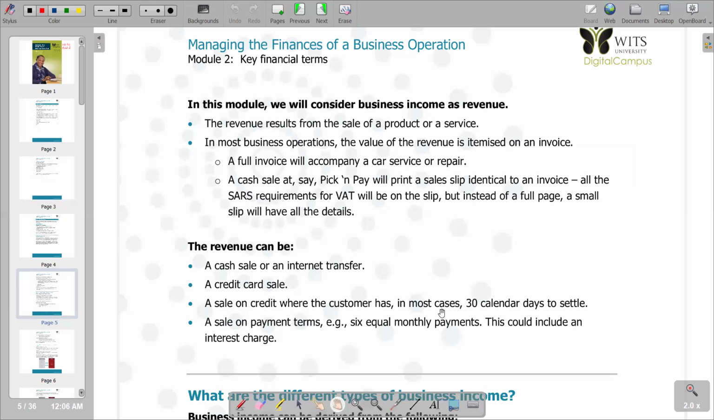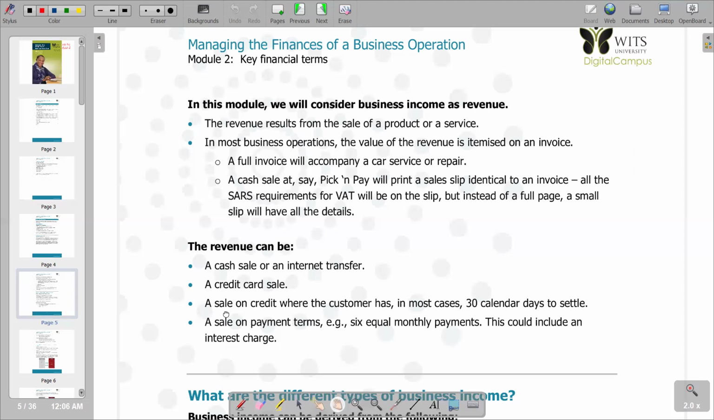So last point, we've got a sale on payment terms. For example, you're given 6 equal monthly payments. This could include an interest charge. So this is another way of collecting revenue, which is on payment terms. So this is what we have in terms of our revenue.